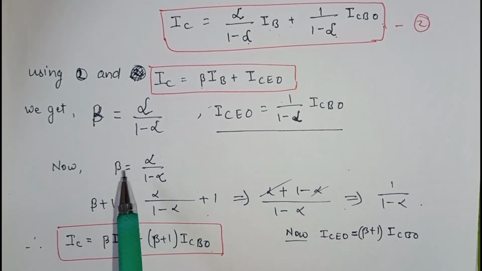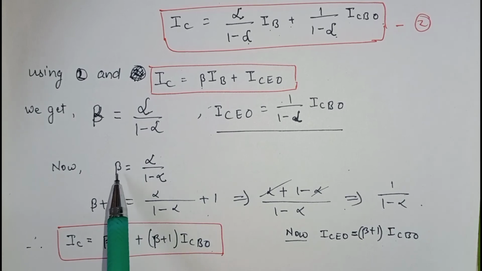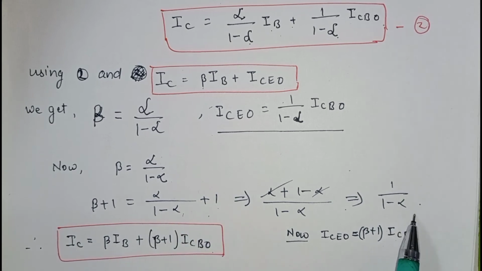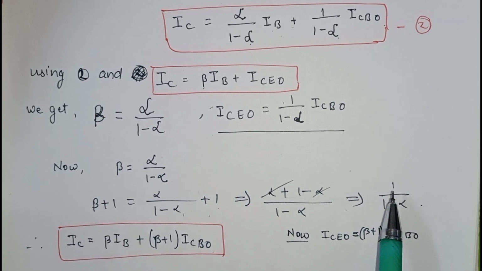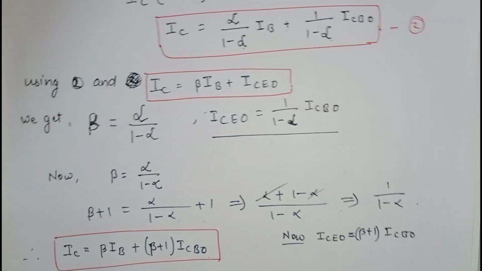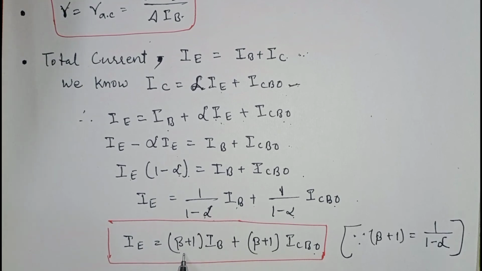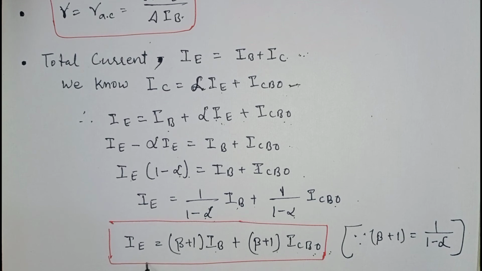So when we add 1 to both sides, we get beta plus 1 and alpha upon 1 minus alpha plus 1. After solving this, we get 1 upon 1 minus alpha. So beta plus 1 is equal to 1 upon 1 minus alpha. So we will put in place of 1 upon 1 minus alpha, beta plus 1. So the last expression is IE equals beta plus 1 IB plus beta plus 1 ICBO. This is the final expression for output current in CC configuration.